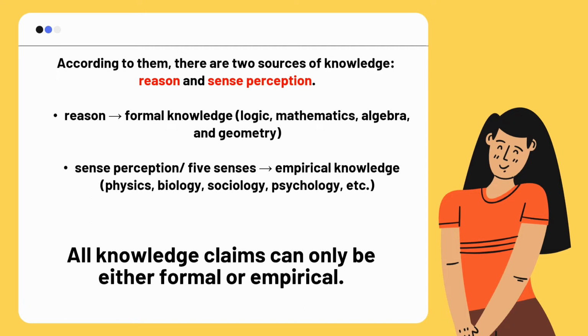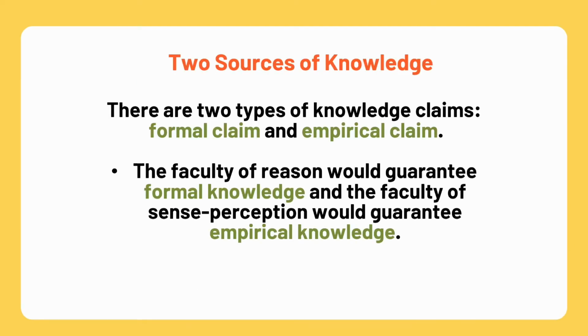Since there are only two sources of knowledge, ina-acknowledge nila na may two types of knowledge lang. And note, all knowledge claims can only be either formal and empirical. As I noted earlier, the two types of knowledge claims are formal claim and empirical claim. The faculty of reason would guarantee formal knowledge, meaning yung formal knowledge, it explores knowledge and reasoning using formal tools, like from math and logics, while the faculty of sense perception would guarantee empirical knowledge, meaning it is more of from gained experience rather than from innate ideas or deductive reasoning.